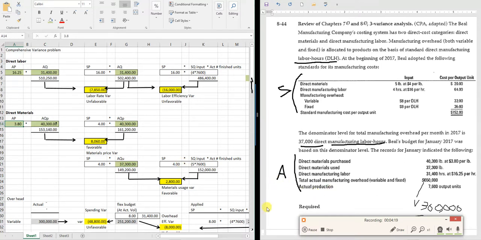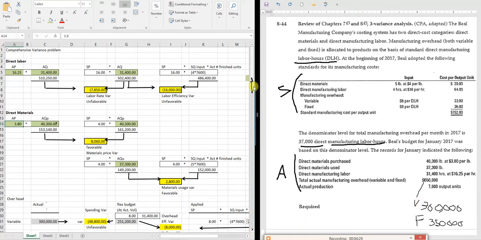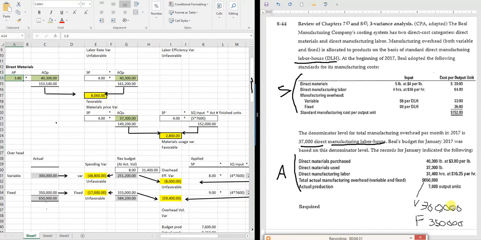My actual manufacturing overhead is $650,000. If you notice on your sheet, the problem didn't give it because they had a slightly different question. I broke it up into variable 300,000 and 350,000 for fixed overhead. I just made those up, but they have to add up to 650,000.